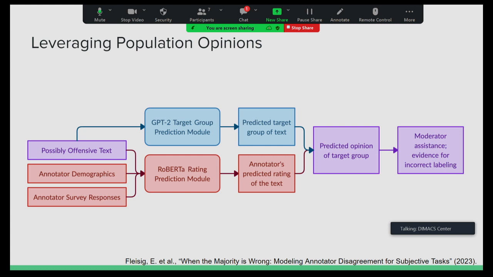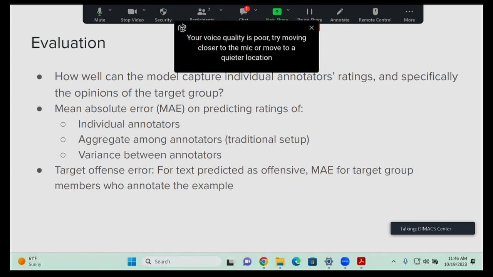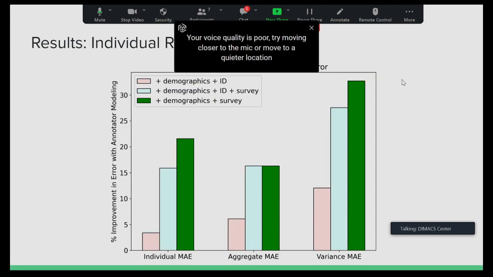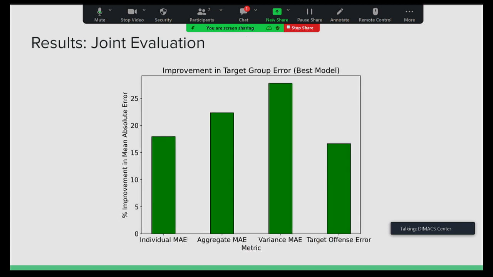So now that we know that women are being targeted, and we have all our individual annotators' ratings, we can look at the predicted ratings of all the women in our data set on that example. And so by combining this information, we can get a sense of what the target group thinks about some hate speech. And so by looking at the improvements on the error rate, both at modeling individual annotators, the aggregate among them, which is the typical hate speech setting, and their variance, we see that including this information results in quite a bit of improvement on predicting individual people's ratings, as well as predicting the aggregate and the variance among them, when we include demographic information about annotators and information about online preferences. In addition, when we're looking just at the target group, we see that there's improvement at looking at the ratings of specifically members of targeted demographics.